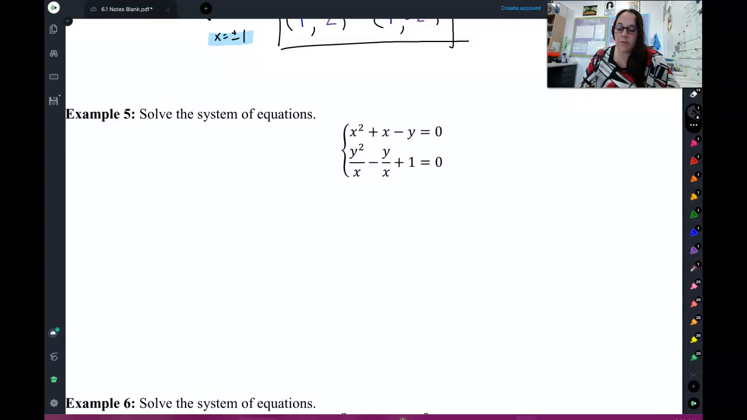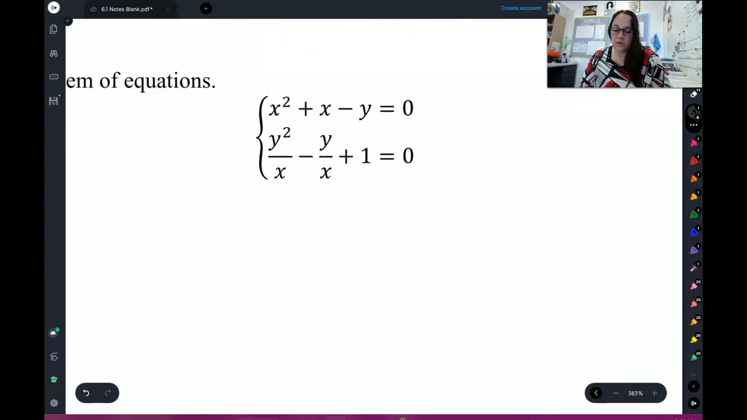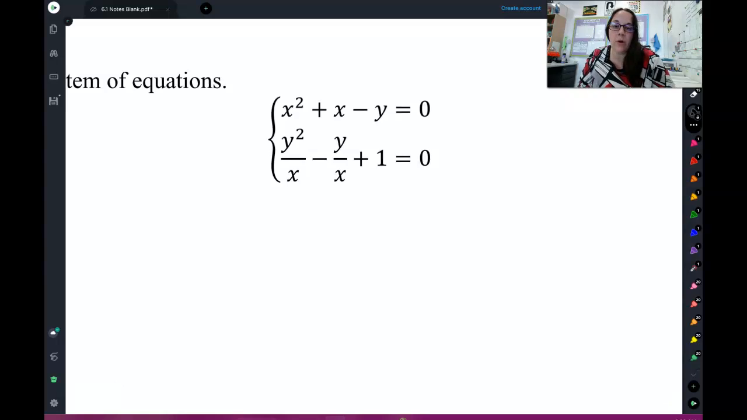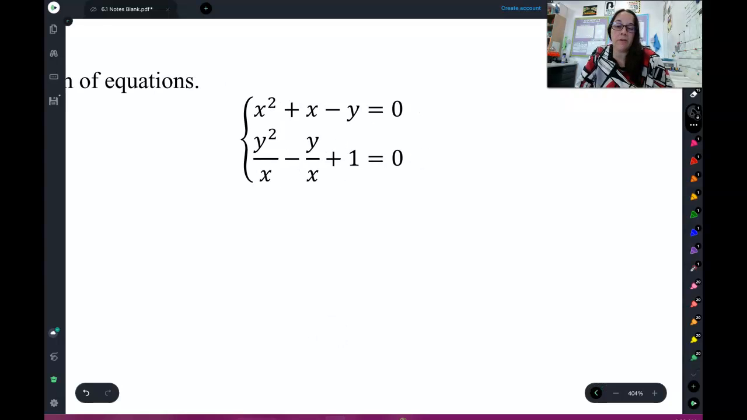Let's look at example 5. Now, this one is definitely getting into the realm of more complicated. The first thing I notice is I've got fractions here. I don't know about you, but I don't particularly like fractions.